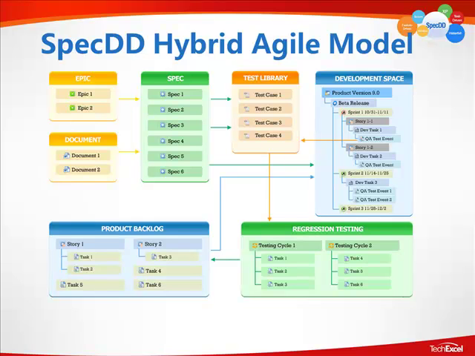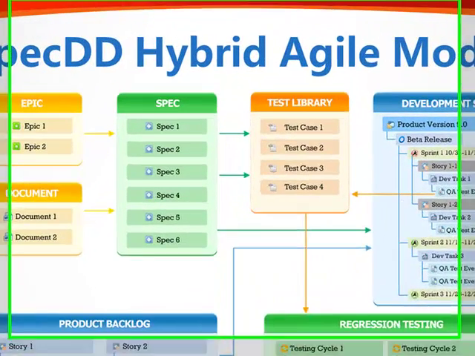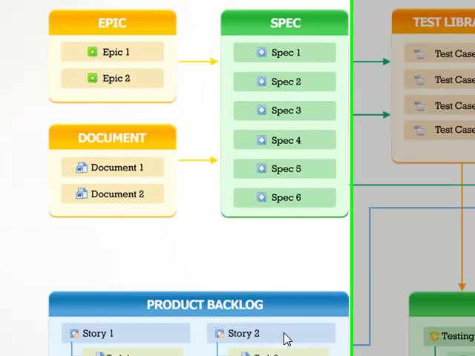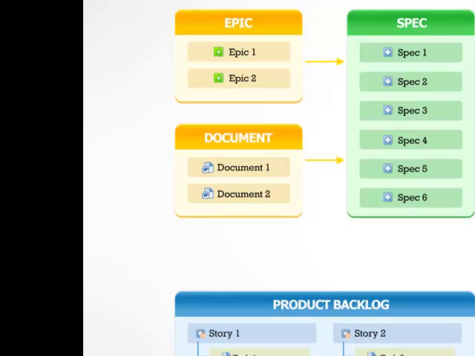Next, we have the SpecDD hybrid agile model, and it's more of a textual representation, whereas the previous one was more graphical. So, once again, I'm going to start with the center, the bulk of the work. Doesn't necessarily mean it's the most important, but you'll notice these two blue sections, the development space and the product backlog. These are also the sections that are most similar, again, to Scrum and to other agile development methodologies.